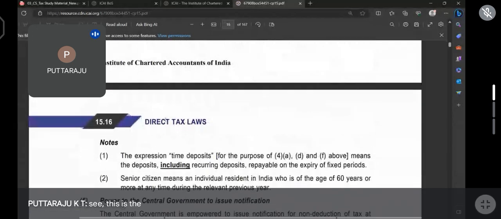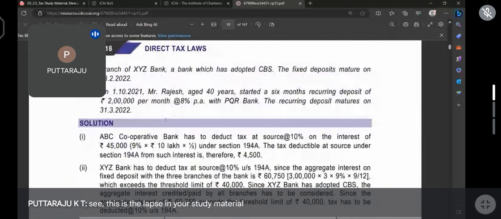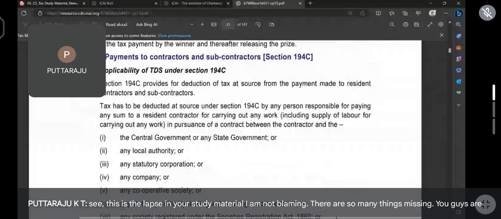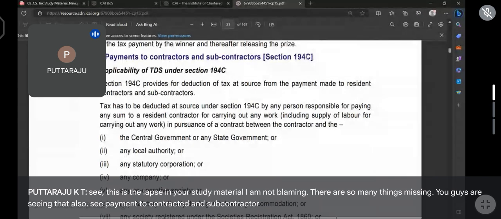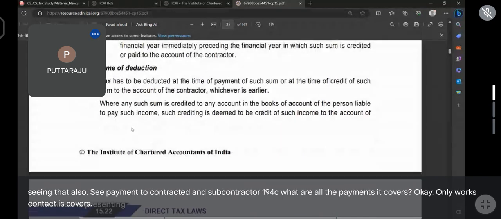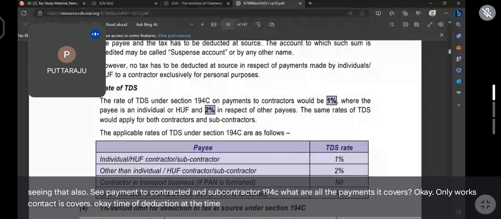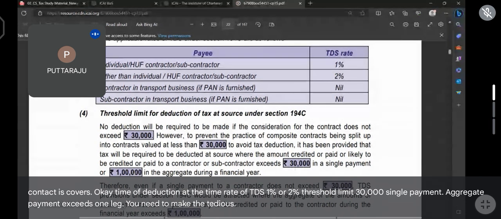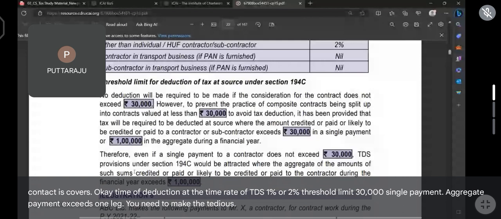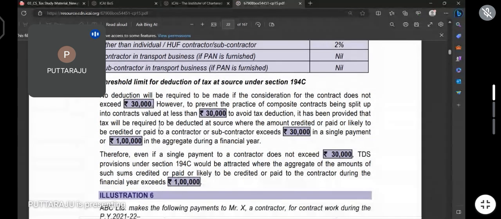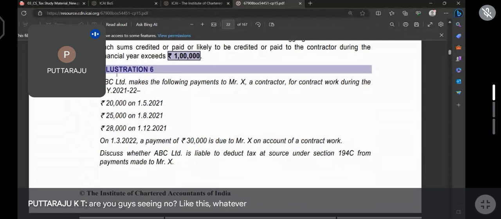See, this is the lapse in your study material. I am not blaming. There are so many things missing. You guys are seeing that also. See, payment to contractor and subcontractor, 194C. What are all the payments it covers? Only works contract is covered. Time of deduction, at the time of credit or payment. Rate of TDS 1% or 2%. Threshold limit 30,000 single payment. If aggregate payment exceeds 1 lakh, you need to deduct TDS. Understood? Are you seeing? Whatever I told, they have given like this here.